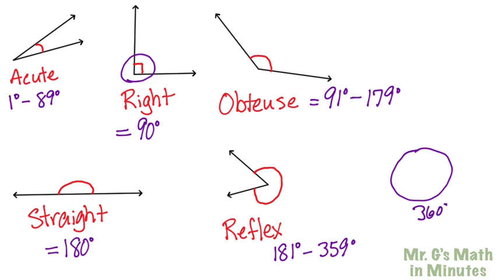So the most important ones that we need to worry about are right angles, because we're looking for stuff that might be equal to 90, straight angles because they're equal to exactly 180, and then of course circles, they're equal to 360. So we're looking for the things that are equal to exactly a number rather than a range like you see these other three.